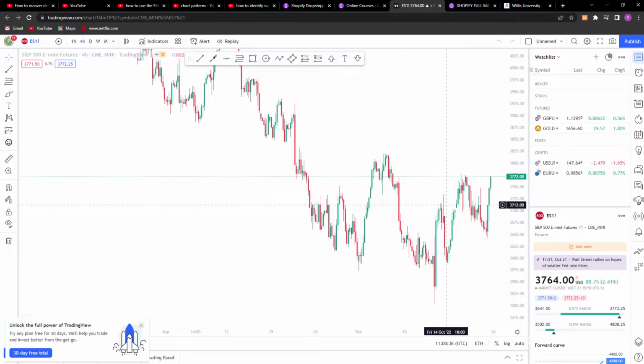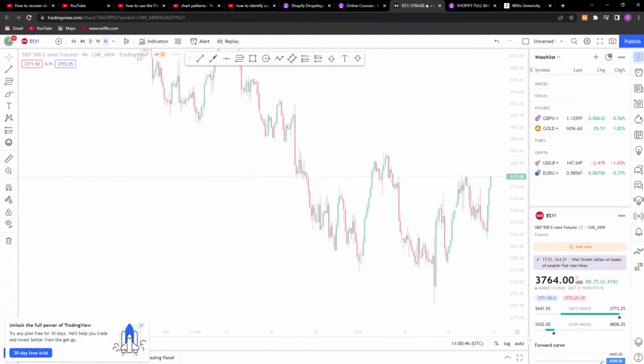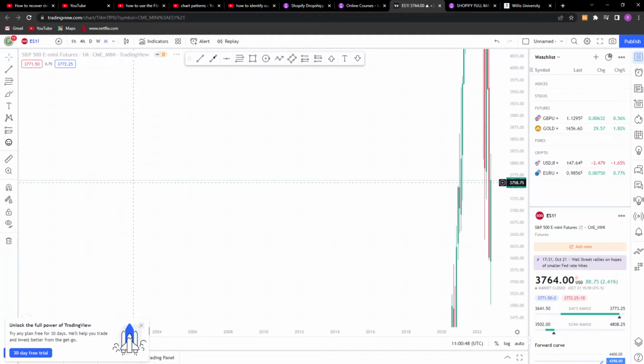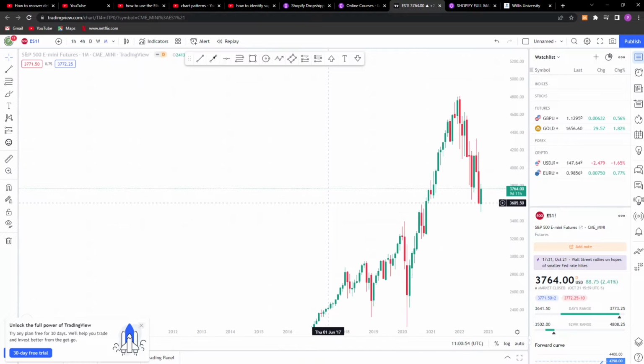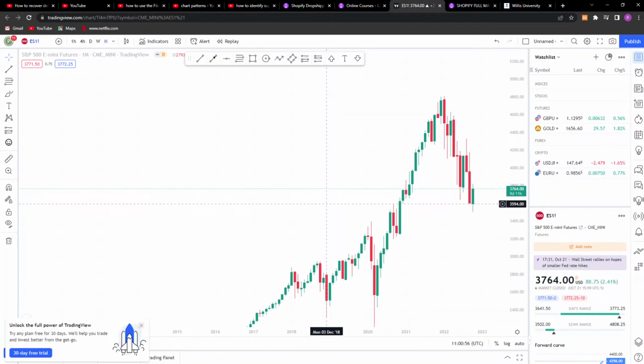In today's course, we're going to be talking about top down analysis part 1. Basically, I divide my trades into two segments. This is the S&P 500.